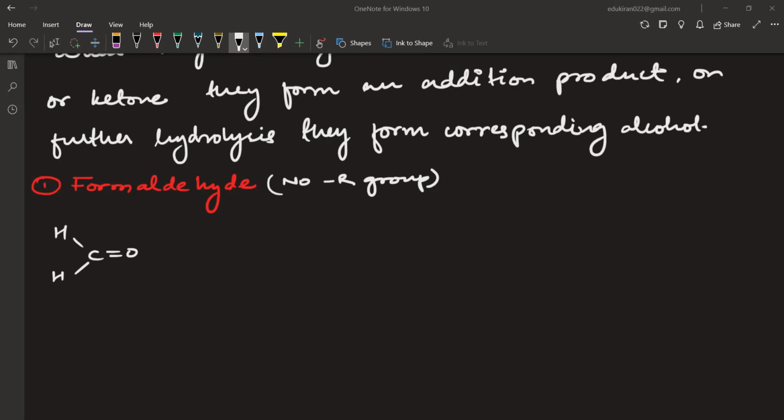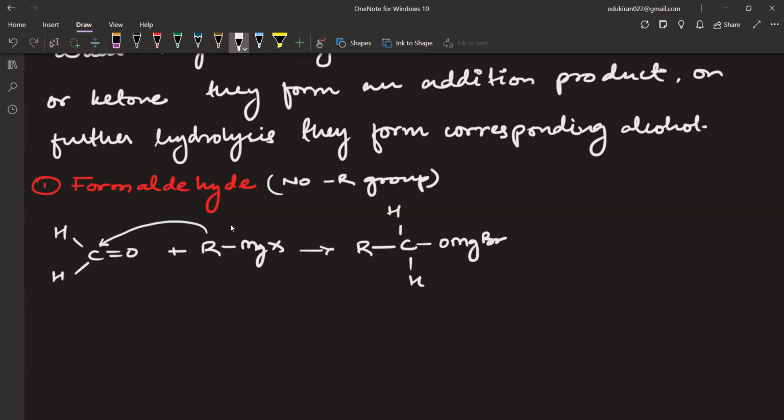Now what is it going to do? It is going to be attacked by RMgX, let us say. So this R will attack this carbon atom. First of all, you will get R, carbon, hydrogen here, OMgBr. And then on further hydrolysis, this carbon will have these hydrogens as it is, and this OMgBr will become OH. Now in the product, you can see there is one R group. That is why it is a primary, 1 degree alcohol.